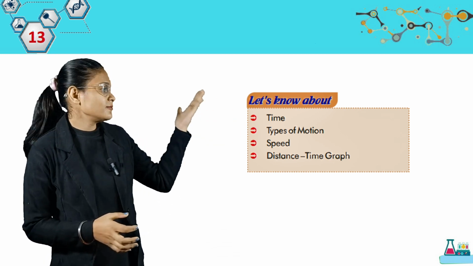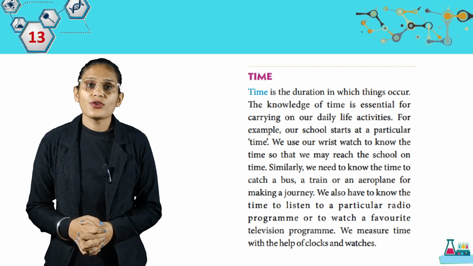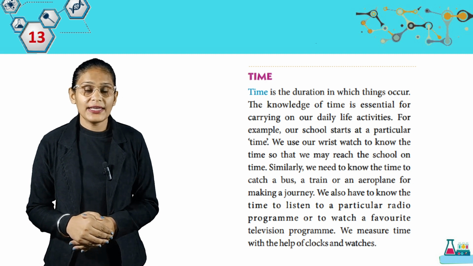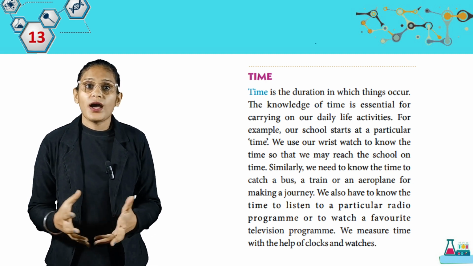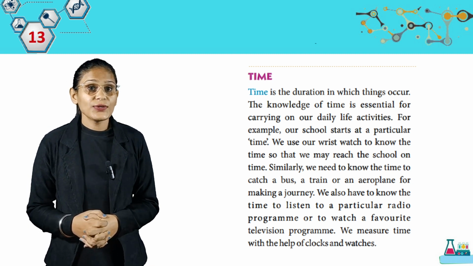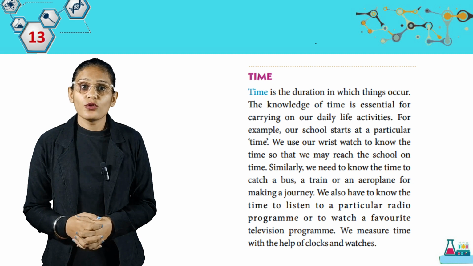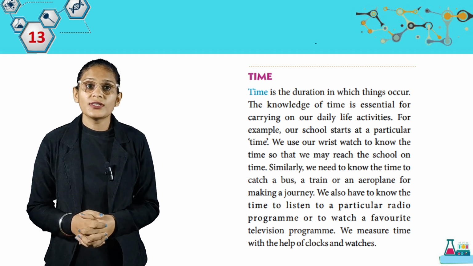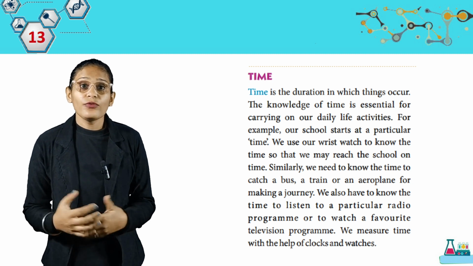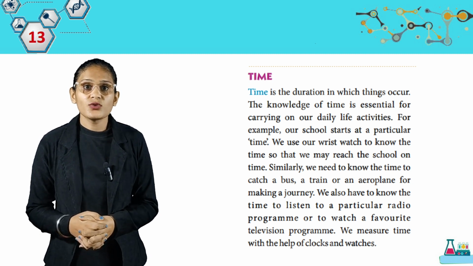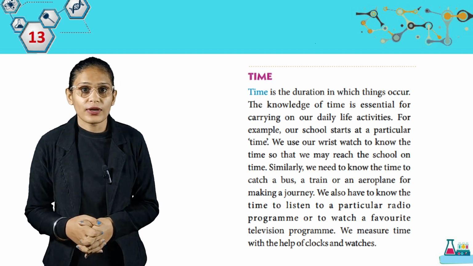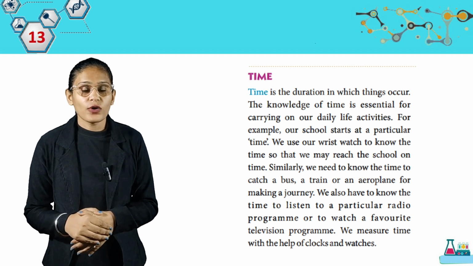The first we have time. Time is the duration in which things occur. The knowledge of time is essential for carrying on our daily life activities. For example, our school starts at a particular time. We use our wristwatch to know the time so that we may reach the school on time. Similarly, we need to know the time to catch a bus, a train or an aeroplane for making a journey. We also have to know the time to listen to a particular radio program or to watch a favorite television program. We measure time with the help of clocks and watches.